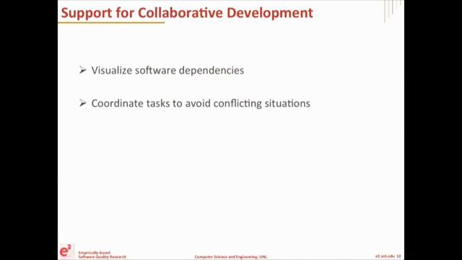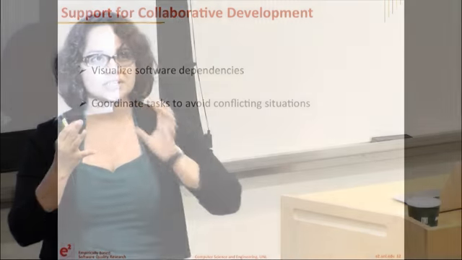So as part of my work, as I said, the reason these problems occur is because there are some kinds of dependencies. And I want to ask, can individuals visualize what these dependencies are, understand who is interdependent on their own work, and then can we help them coordinate the tasks? So first I'll start with visualizing the software dependencies.